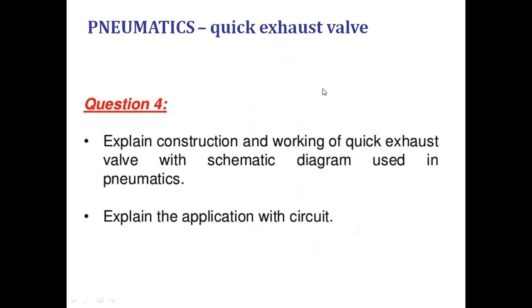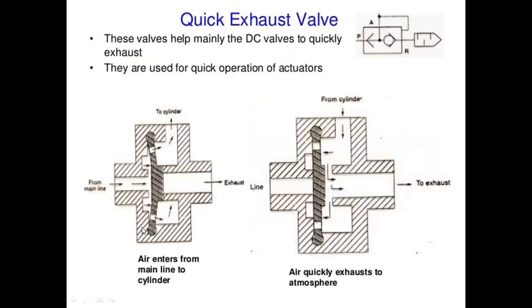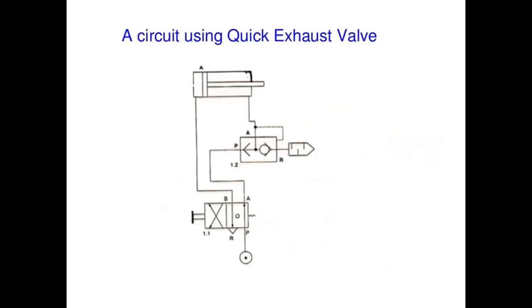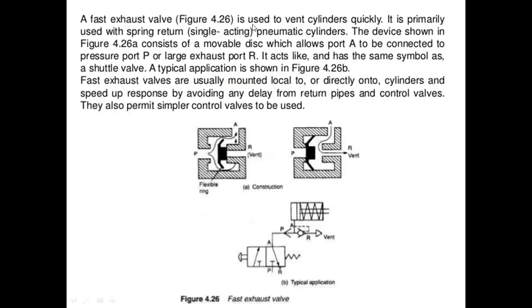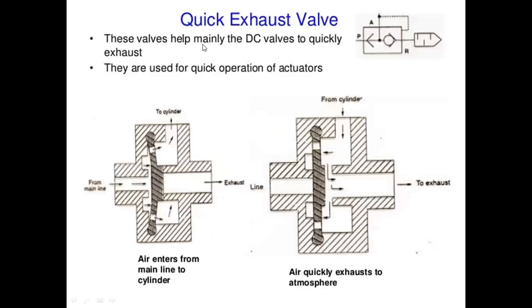Question 4: explain the construction and working of a quick exhaust valve with a schematic diagram used in pneumatics, and explain the application with a circuit. Quick exhaust valves help mainly the DC valve to exhaust quickly. They are used for quick operation of the actuator. A fast exhaust valve is used to vent a cylinder quickly.